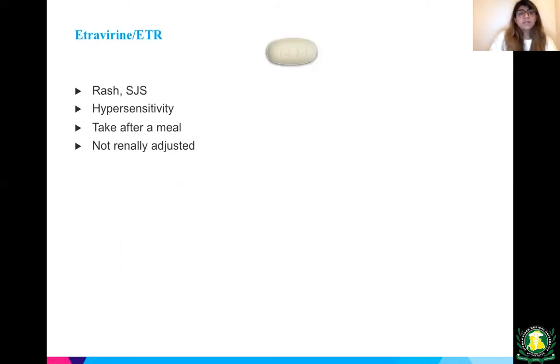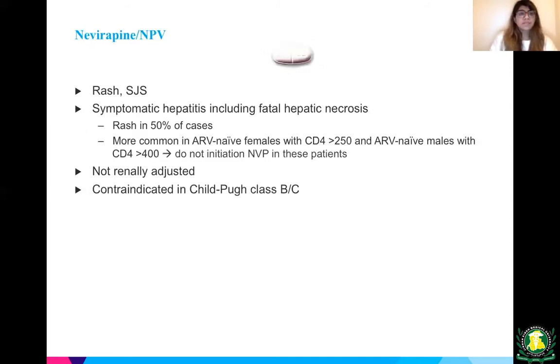Etravirine, also called ETR, you can get rash, SJS, which is Stevens-Johnson syndrome, also hypersensitivity. You want to take it after a meal and it's not renally adjusted. Nevirapine, NVP, also can be associated with rash and SJS, Stevens-Johnson syndrome.